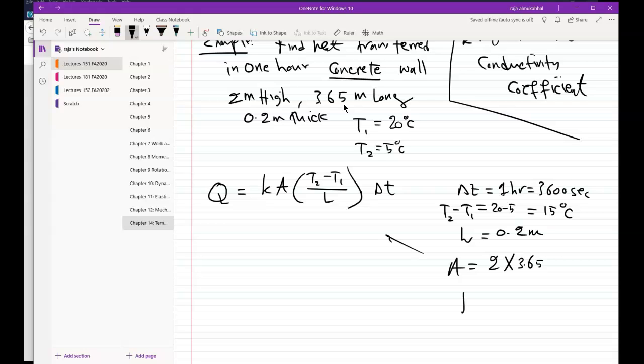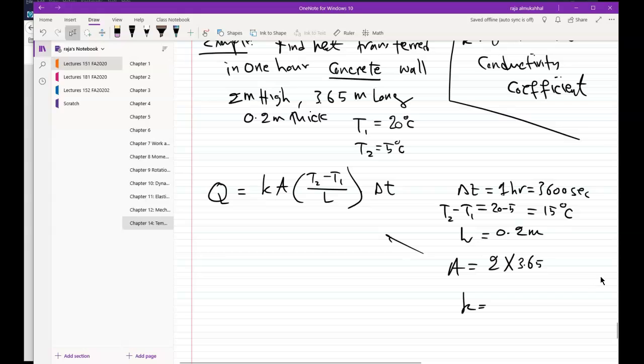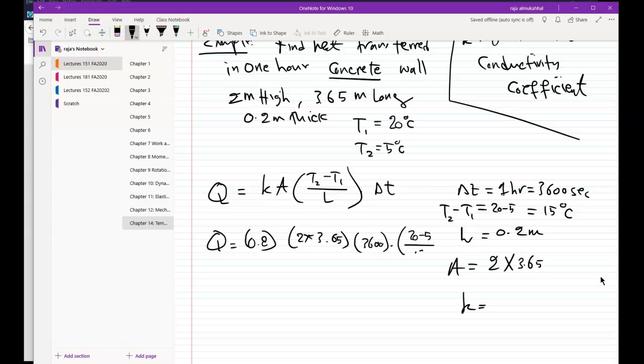And then, of course, the coefficient for concrete. Let me look it up for you very quickly. There we go, 0.8. So that's 0.8 times 2 times 3.65 times delta T, 3,600, times 20 minus 5, over 0.2. You work it out, and I got 1.6 times 10 to the 6 joules.